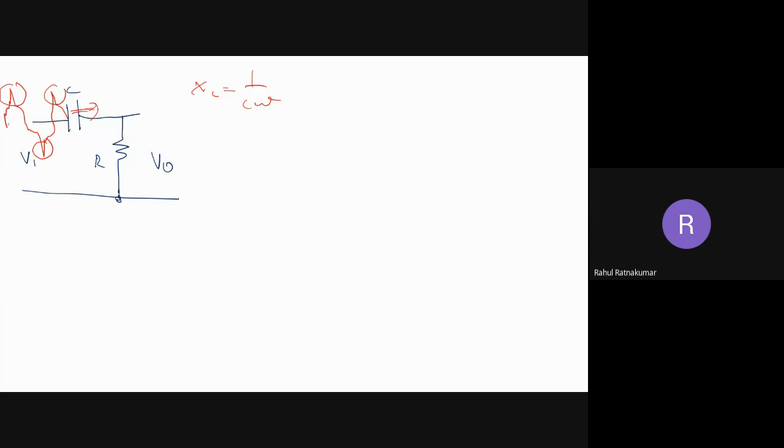So for the high frequency, the impedance will be very less, and for low frequency the impedance will be very high. Okay, so this is the concept. So the output will be something like this. We will get the high frequency part only. This is a high pass filter. So I'll get high frequency in the output.